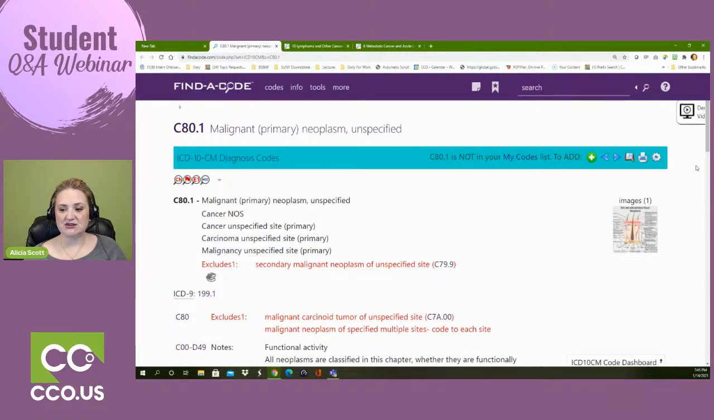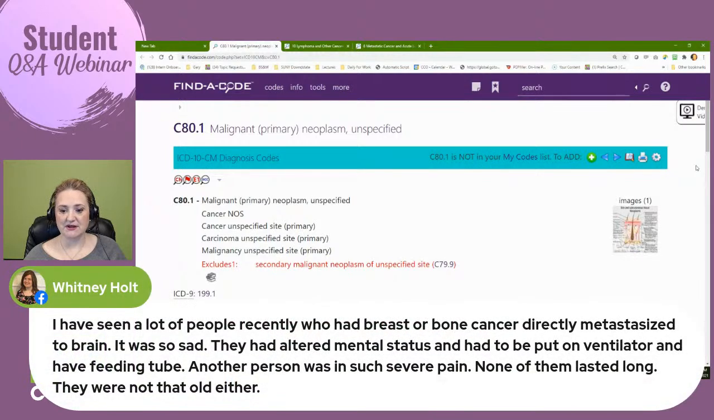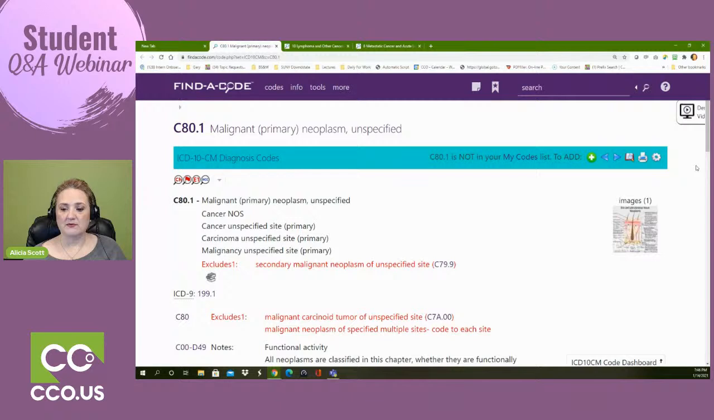Whitney's saying that she's had a lot of charts come through where the people have breast or bone cancer directly metastasized to the brain. Yeah, I've seen those too. And when you have metastasis to the brain, not original primary brain cancer, but the cancer has traveled to the brain, it is usually a lot more complex and severe. So those people are usually people that tend to go on hospice. Not always.